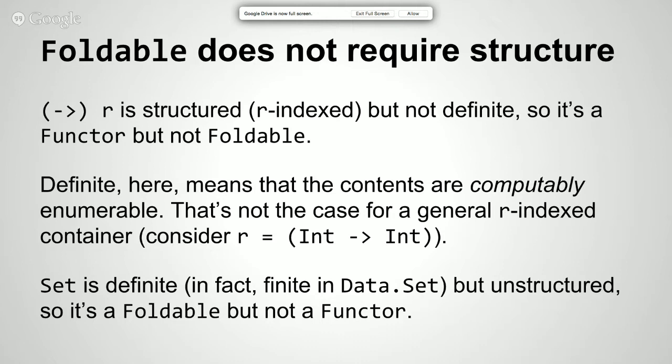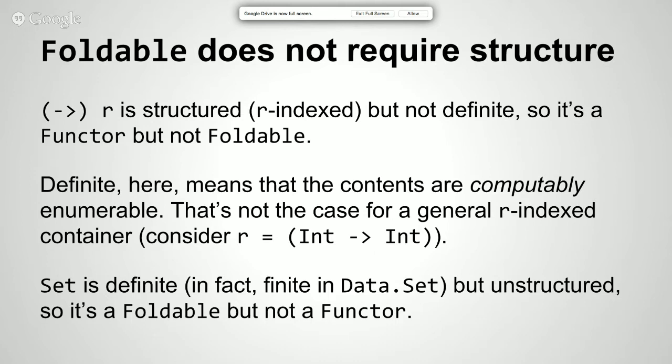So (->) R, but it's not definite. What I mean by definite is computably enumerable. It's almost the same notion as mathematical countability, but it's a little bit stronger. Definite meaning that for a list, even if it's infinite, you can compute all the positions, and you can traverse it. There's a computable way to traverse it. But with general R-indexed containers, like if R is Int to Int, well, that's not even countable. So you wouldn't want to fold over that domain.